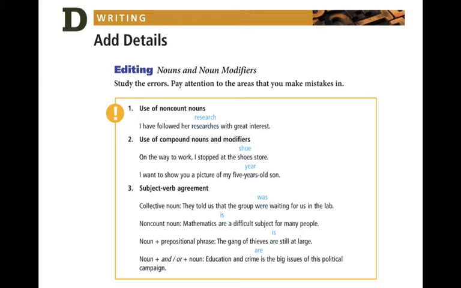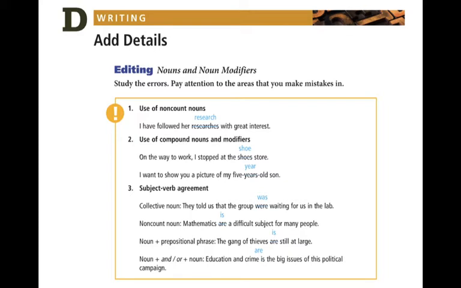Number 2, use of compound nouns and modifiers. On the way to work, I stopped at a shoes store. Oops, don't put an S on shoes. Take that off and say shoe, because shoe modifies store, and like all other adjectives in English, they're singular. The shoe store. For example, many apples grow on the tree. It is an apple tree. Singular apple tree. There are many apple trees. You can make the head noun, the core noun, the key noun, plural.